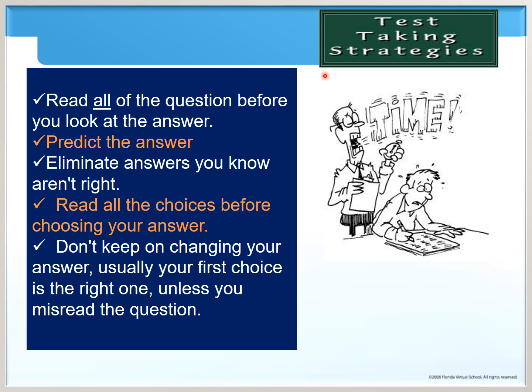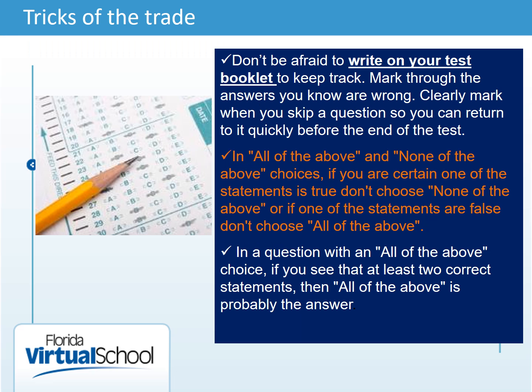Please make sure for your test taking strategies to read all of the question before you look at the answers. Predict the answer. Eliminate answers you know are not correct. Usually there's going to be one or two of those. Read all the choices before choosing your answer. Don't keep on changing your answer. Usually your first choice is the right one unless you misread the question. Don't be afraid to write on the test, guys, or the booklet to keep track. Mark through the answers you know are wrong. Clearly mark when you skip a question so you can return to it quickly before the end of the test. You can write in the booklet.